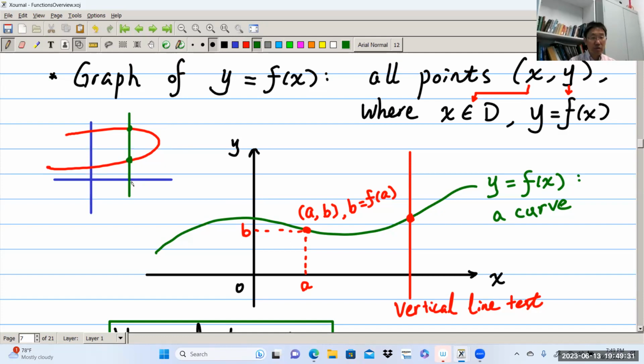That means for this particular input, for example, this is 1, then you can get a 2. Say this is 2. Suppose this is 3. Then you have 2 outputs, right? 2 or 3, right? So that violates the definition of a function. Clear? So a vertical line can only intersect the graph of a function at most once, because we can only have one output corresponding to each input.